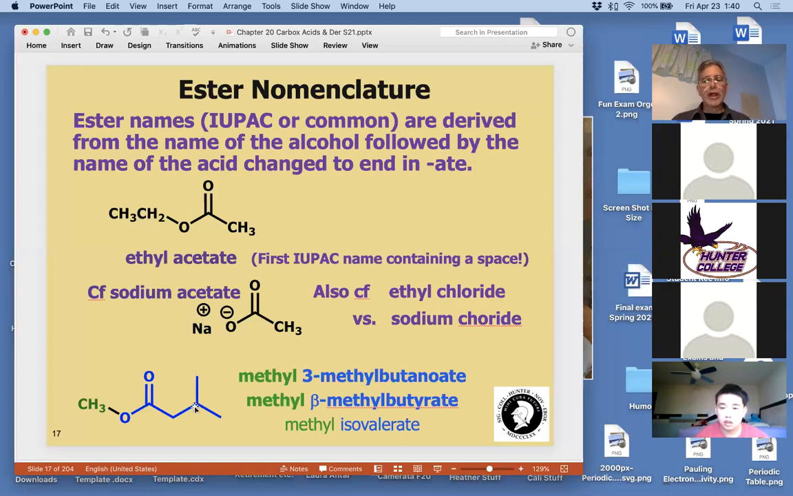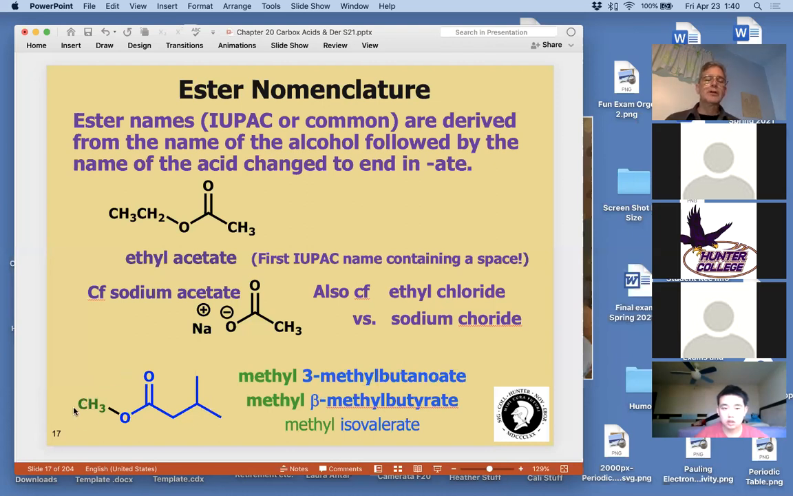First, look at the blue and name the acid. So this would be 3-methylbutanoic acid. Change it to butanoate, the salt form, just like you had sodium 3-methylbutanoate. Okay, so that's the ending of the name. And now look over here, methyl.